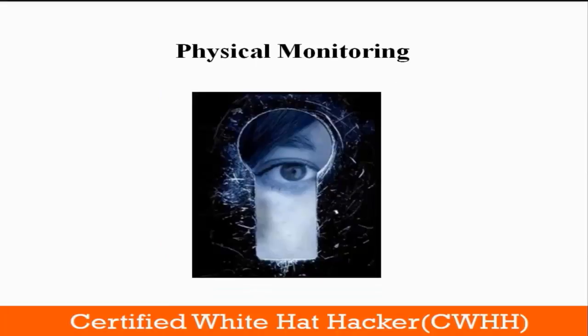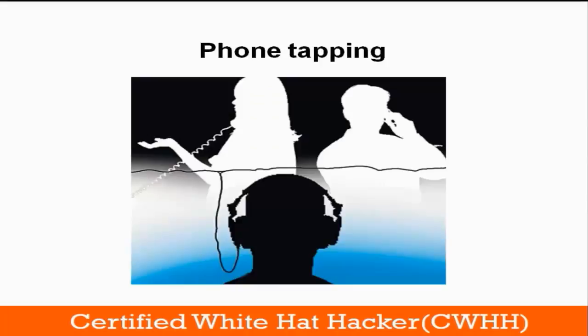So another method is physically monitoring a person. It might be just that you're monitoring their routines, seeing how they work, what time they leave the home, what time they reach the office, all sort of things like that. Another direct way of doing this is installing a camera in their private spaces. So that is physical monitoring.